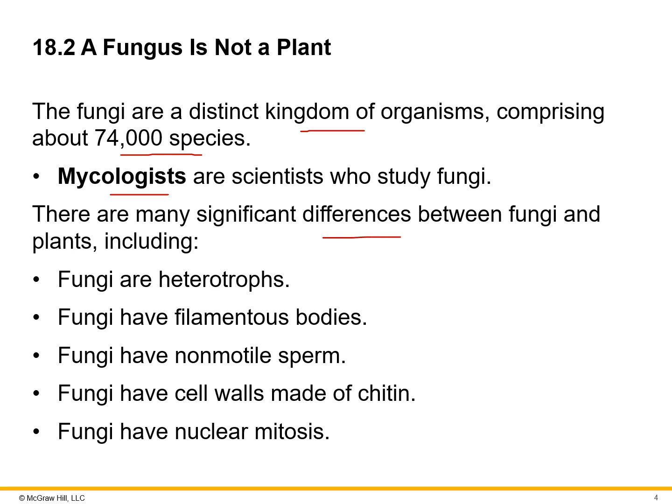And again, some of the significant differences here between plants and fungi. Fungi are heterotrophs. Again, we talked about some of these terms. Again, this means that they can't make their own food. They need organic material for food. They form filamentous bodies. They have non-motile sperm. The cell wall they have is not made up of cellulose. It's made up of a carbohydrate called chitin. And they have nuclear mitosis.